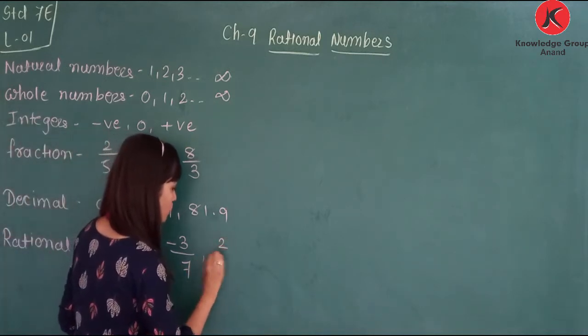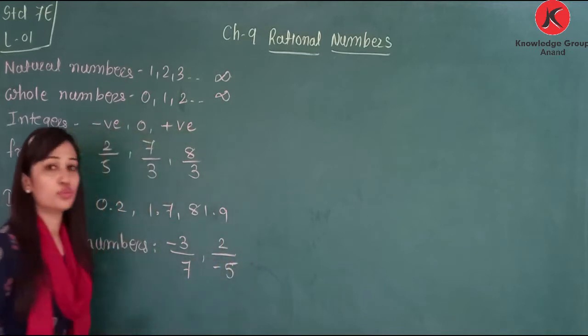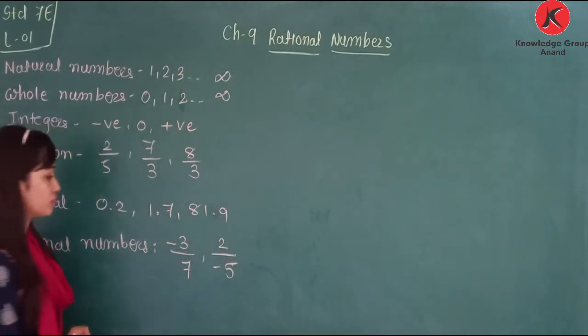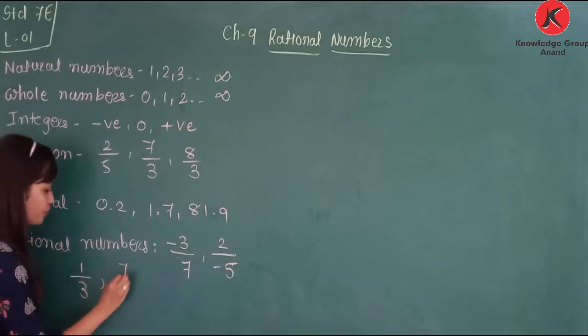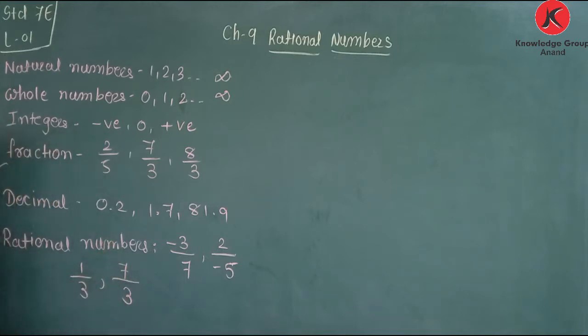One more, 2 by minus 5. If we have a positive number, that is also a rational number. It means fraction is also considered as a rational number. Fraction is also a rational number. If we take 7 by 3, this is nothing but a rational number. So what is the difference between fraction and rational number?